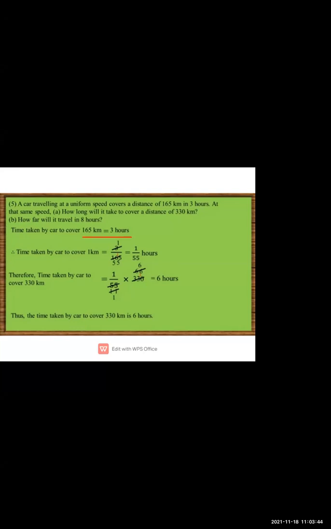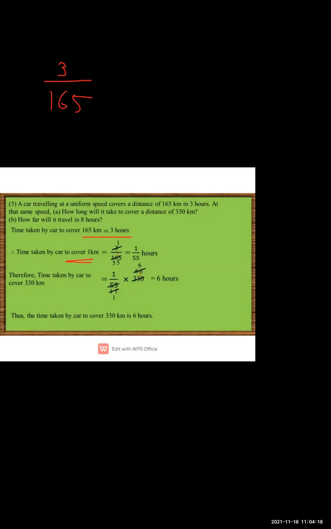So here we will first write for 1 kilometer. That is, we will divide 3 upon 165. First we will find the time taken for 1 kilometer, that is 3 upon 165. Okay, 3 upon 165. Now let's do this.